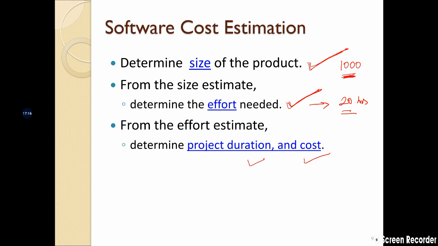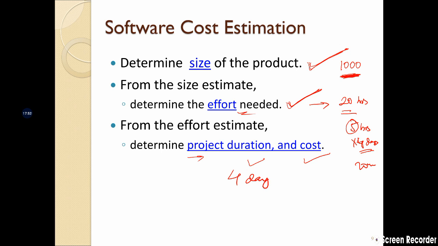Now, how do I set the duration? Duration is set, say, if I spend 5 hours a day. Normally in the IT industry, the timelines are set for 8 hours a day, but say I invest 5 hours a day to implement this project. What is going to be my project duration? My project duration is going to be 4 days, right? Because 5 hours a day into 4 days is 20 hours, which is the effort required. So the project duration is going to be 4 days.